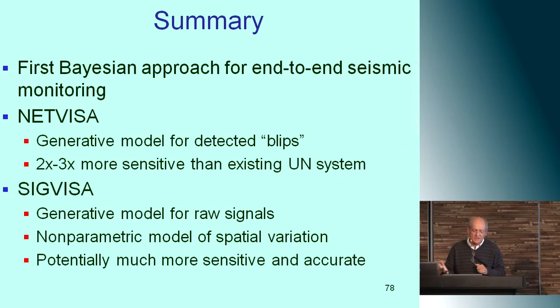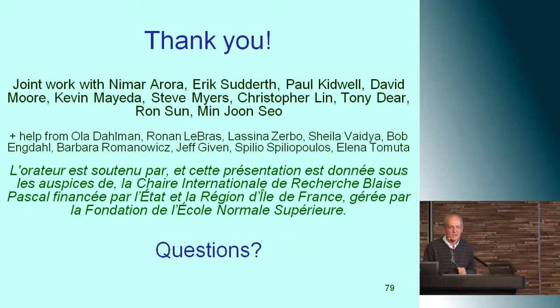Okay, so to summarize, this was a Bayesian approach to seismic monitoring. We did 2 systems. The NetVisa system works about 2 or 3 times better than the existing UN system. And the SIGVISA system, I think, could work much, much better than that, be much more sensitive and much more accurate. And I think in maybe 6 months to a year, we'll have some results that we can show on a global scale. Great. Thank you very much.